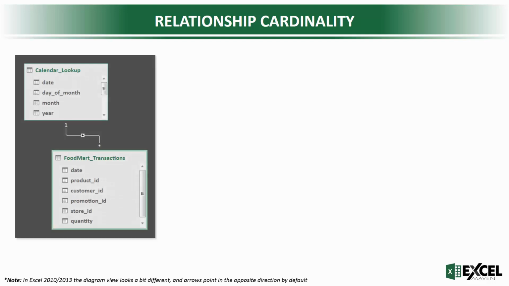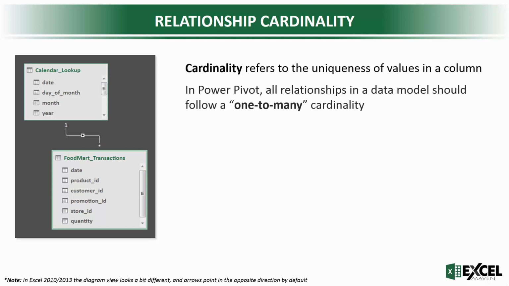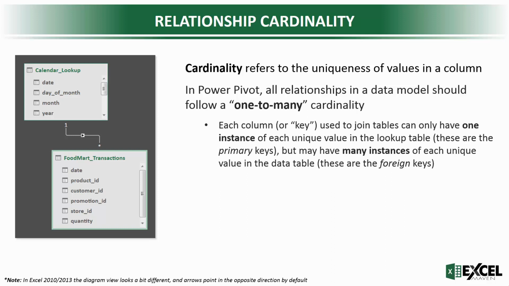All right, time to talk about cardinality, and specifically table relationship cardinality. By definition, cardinality refers to the uniqueness of values in a column. If you hear people talk about a one-to-one relationship or a one-to-many or a many-to-many, those are examples of relationship cardinalities. Now, in Power Pivot, at least in the current version, all relationships in a data model really should follow a one-to-many cardinality. And you already know what this means.